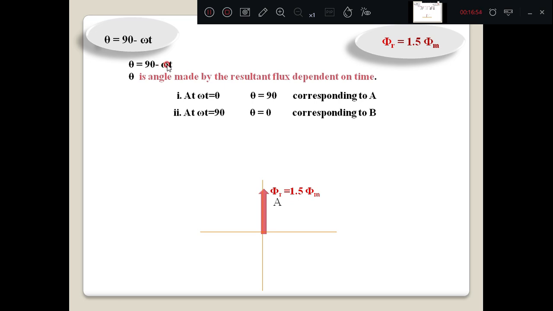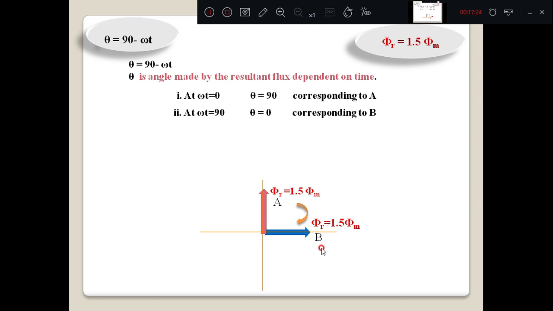Next I am considering omega t is equal to 90. If omega t is equal to 90, then what is the direction? Theta is equal to 90 minus 90, that is theta is equal to 0, corresponding to B. That means the resultant flux is at the point B, theta is equal to 0 because it is the reference axis. So when omega t is equal to 0, the resultant flux is at this position, and when omega t changes from 0 to 90, it moves from A to B.